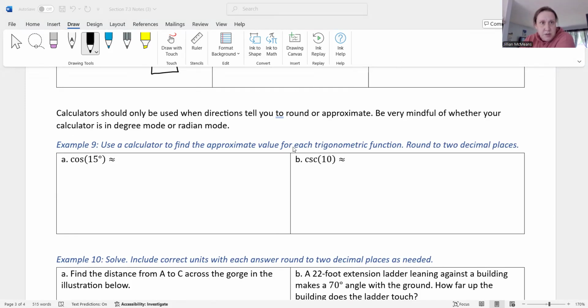Maybe this one. No. Whoops. I've got to find the right screen here. I think it's this one. There we go. So here's our calculator, okay?